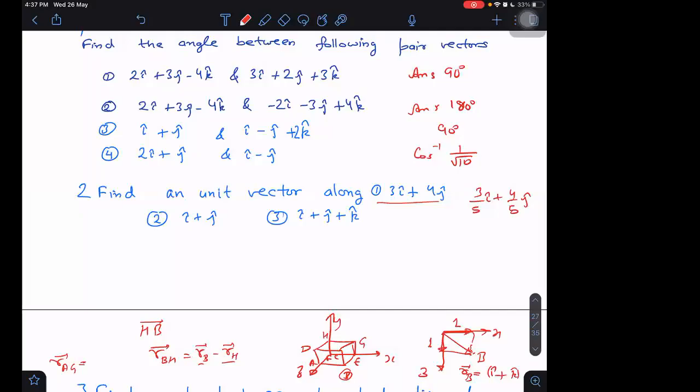What about the answer for the second one? This one: 1 by root 2 of i cap plus j cap. The vector divided by its magnitude. Similarly, this vector: i plus j plus k divided by the square root of 1 square plus 1 square plus 1 square. That is 1 by root 3 into i cap plus j cap plus k cap.